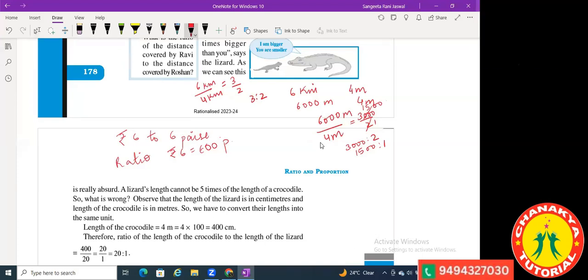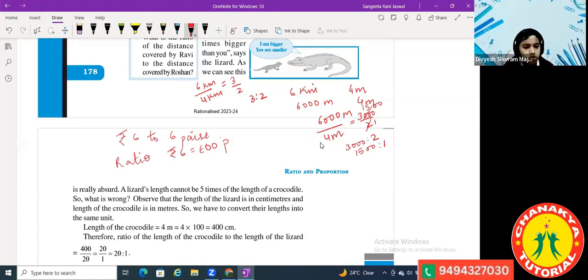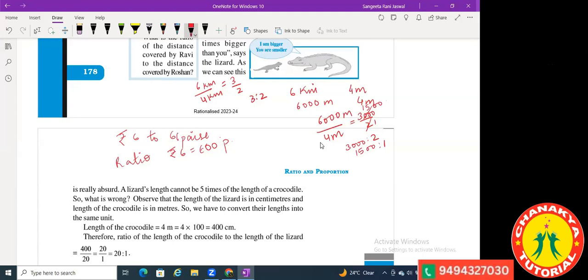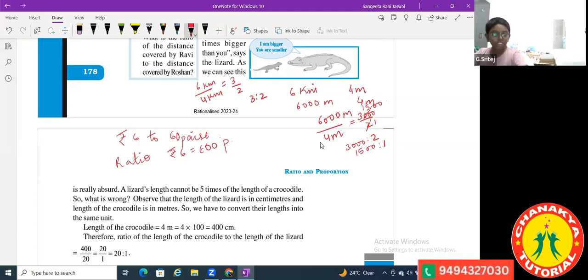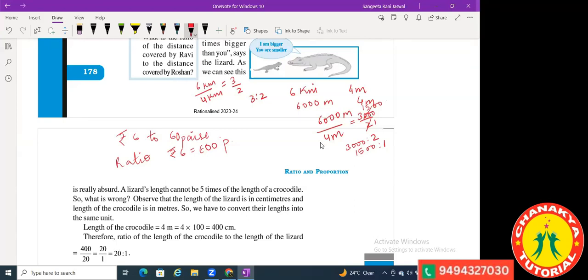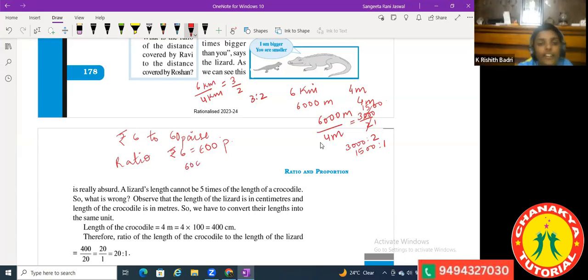Ma'am, can we write it as 50 is to 0.5? Sorry, this is not 6 paise, it's 60 paise. Rupees 6 to 60 paise. Ma'am, 1000:1. Okay, I've converted 100 is to 10. So 10 is to 1.